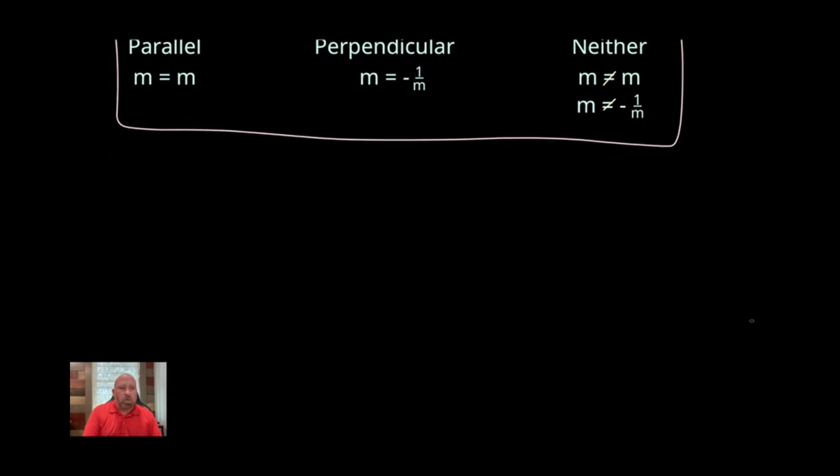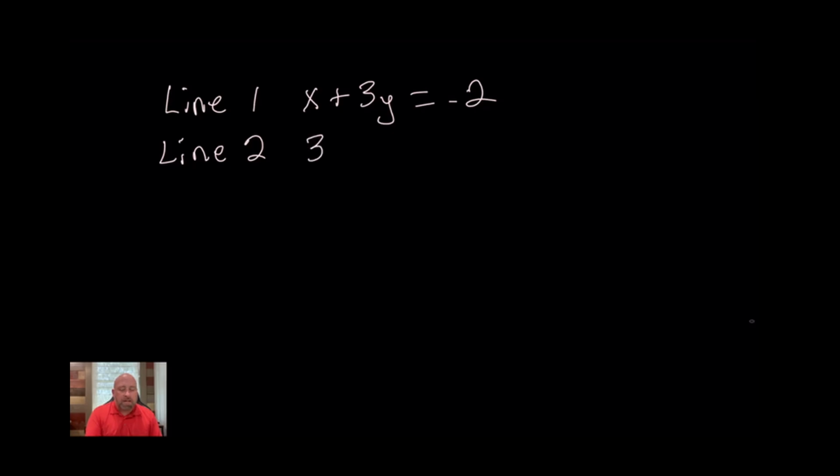All right, so on page 114, we're going to do some of these now together. So it says that line 1 is x plus 3y equals negative 2. And then line 2 is 3x minus y equals negative 1. Okay. And now what they want you to do is say, is this parallel, perpendicular, or neither? Okay. So I'll just write this over here. So the question is parallel, perpendicular, or neither. Okay. That's what it wants us to answer.